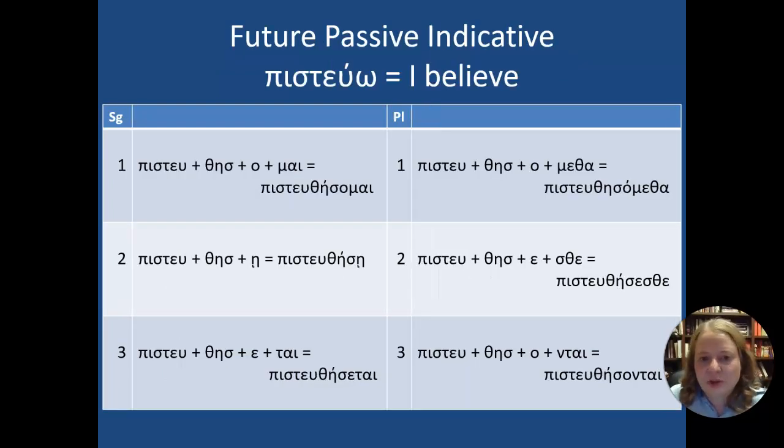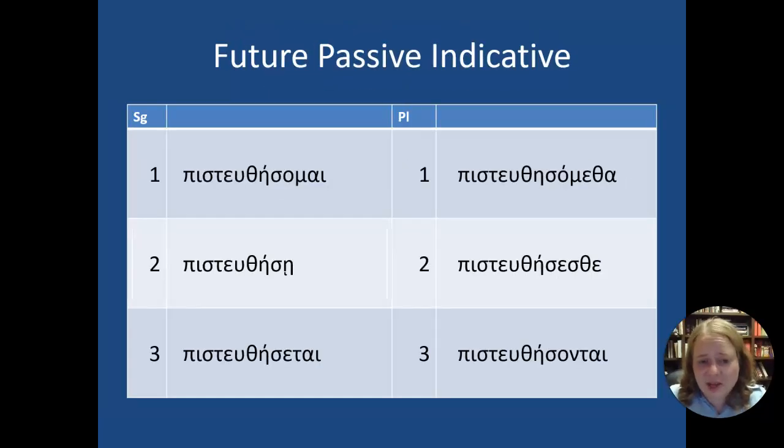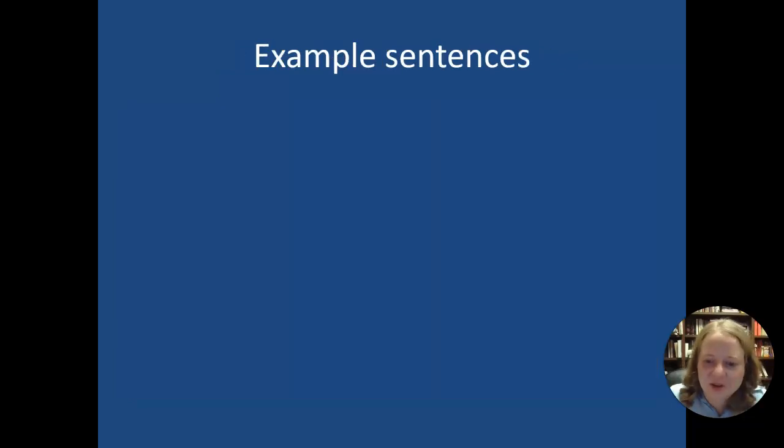You can do it with this verb, pisteuo, that's what I prefer. Pisteuthesomai, pisteuthese, pisteuthesetai, pisteuthesometha, pisteutheseste, pisteuthesontai. It sounds like a lot, it's a mouthful, but it follows the rules and it's very, very regular like this. So these are them.